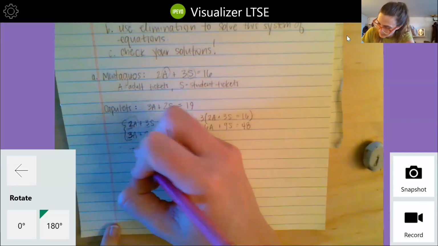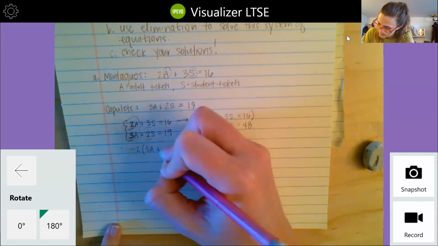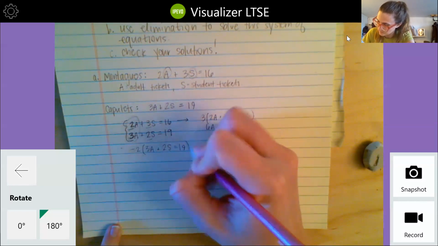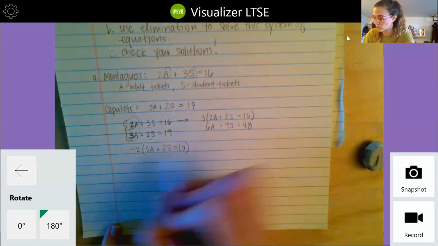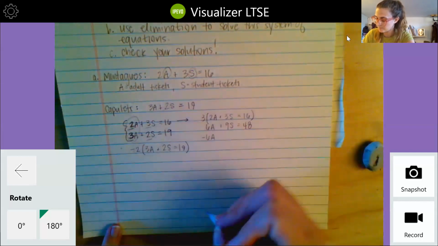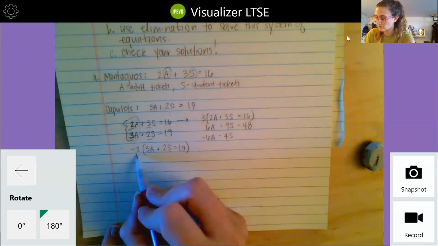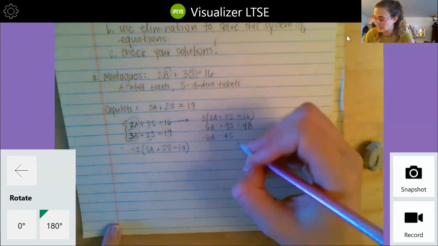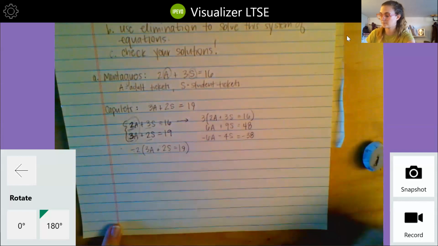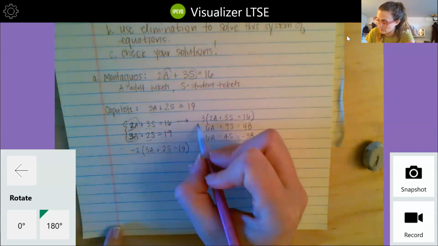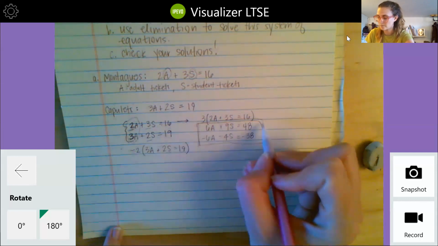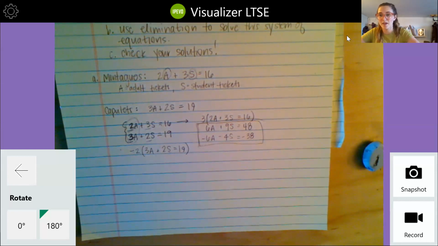So that was negative 2 times 3a plus 2s equals 19. So negative 2 times 3a is negative 6a. Negative 2 times 2s is negative 4s. Negative 2 times 19 is negative 38. And now I have this new system of equations. And I say it's new, it's really the same thing. It's the same thing, but it just looks a little different. And it's more useful to me now.